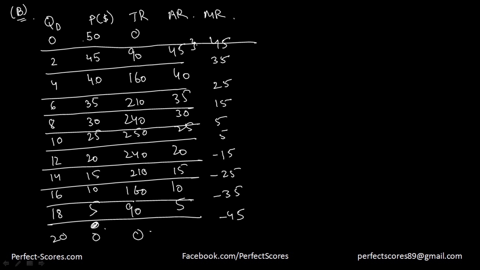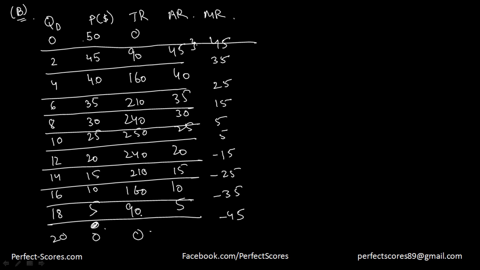You can clearly see the change in total revenue. It's 160 minus 90, and the change in quantity demanded is 2. So it's going to be simply 90 divided by 2, which is equal to, I'm sorry, this over here.